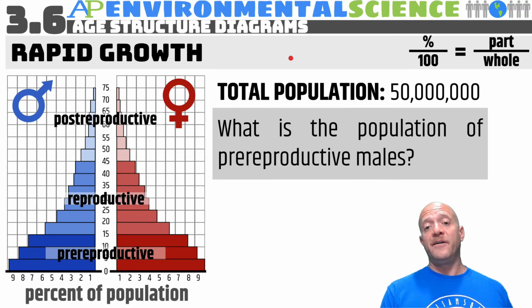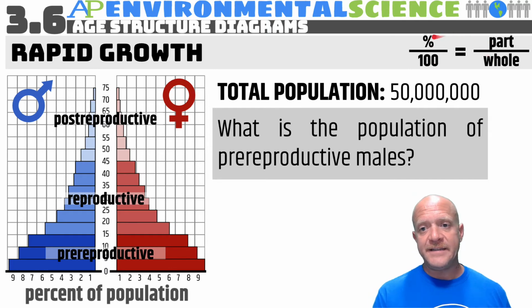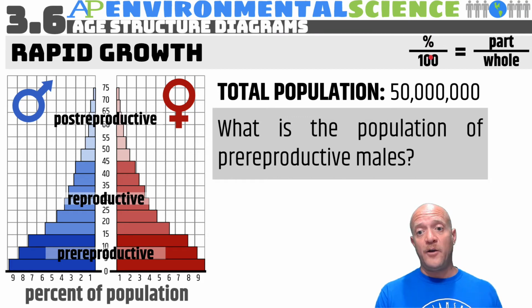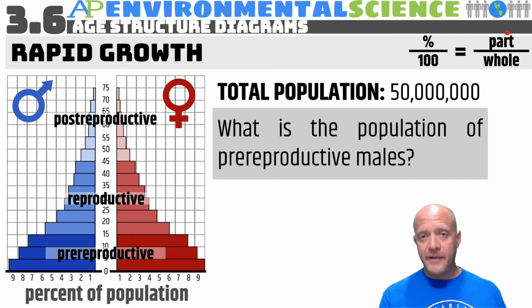Okay, so here's an example of a question you might encounter. The total population is 50 million people. What is the population of pre-reproductive males? So what you're going to do is make a proportion where you have percent over 100 equals part over whole. If I got a 70% on a test and the test was 30 questions, I take 70 over 100 equals X over 30. You'd do the math and figure out the number of questions I got correct. Anyway, you can use this proportion to solve a lot of these percentage problems.